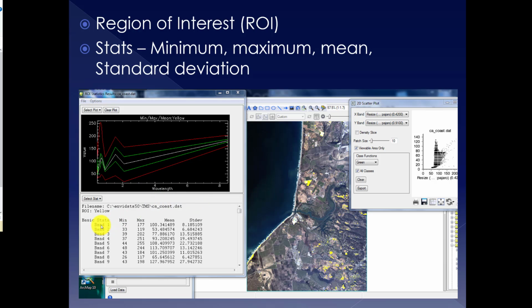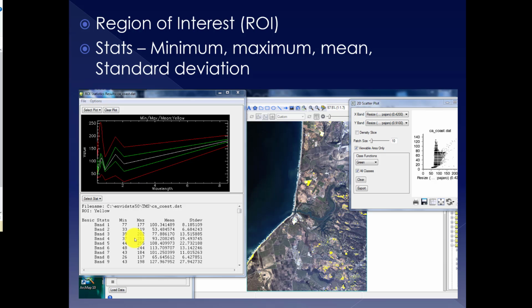And so you're seeing here the statistics for that region of interest, and it's showing you for the region of interest that was selected, these are the values for band 1 with a minimum of 77 to 177 pixel value. And in contrast, let's jump into one that shows a lower minimum. Band 4 is 37 to 251. So that means that this region of interest displays pixel distributions according to individual bands with these values.